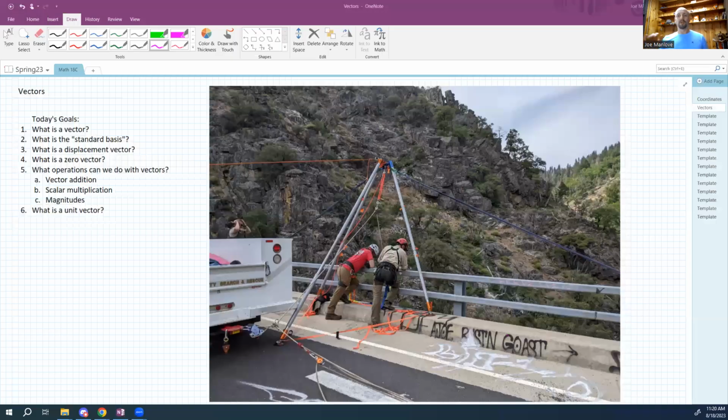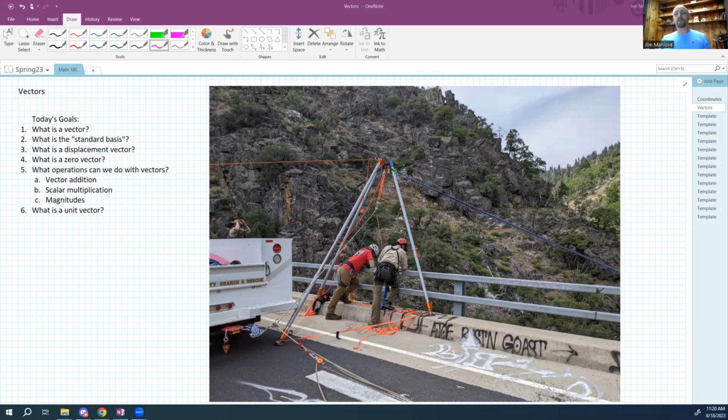Okay, guys, so today we're going to talk about vectors a bit, and I want to start today with some motivation. So I'm going to show you guys a picture. Our goals today are to learn what a vector is, what a standard basis is, what a displacement vector is, what we mean by the zero vector, what operations we can do with vectors and how we do them, and then finally we're going to end up with what a unit vector is.